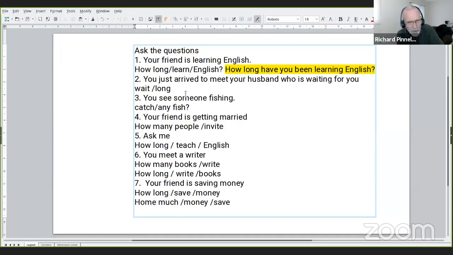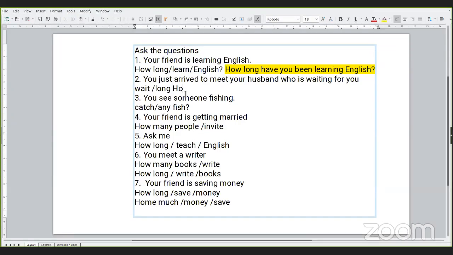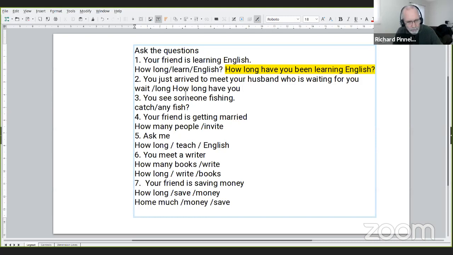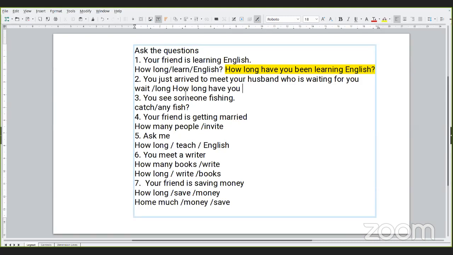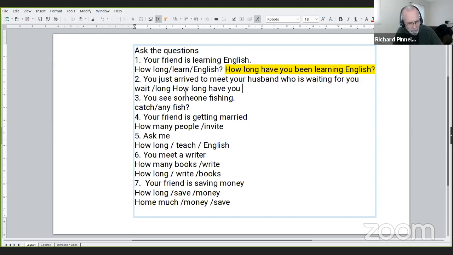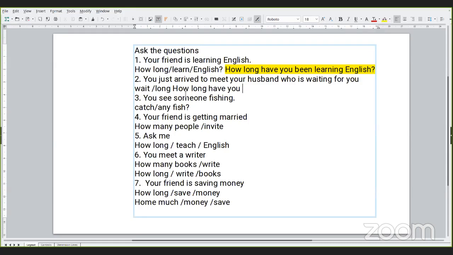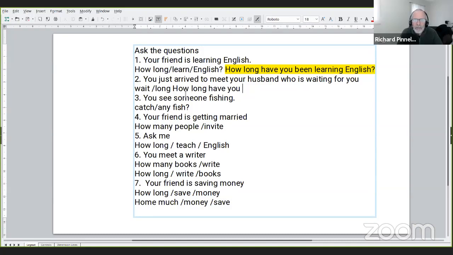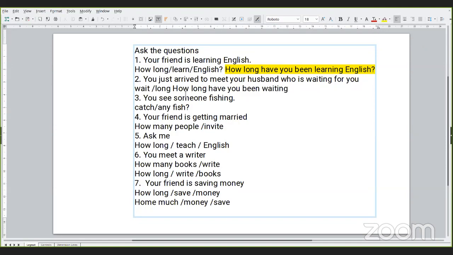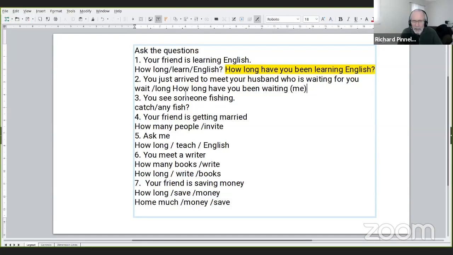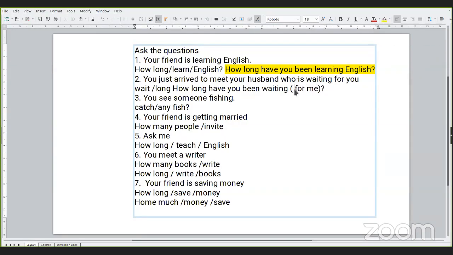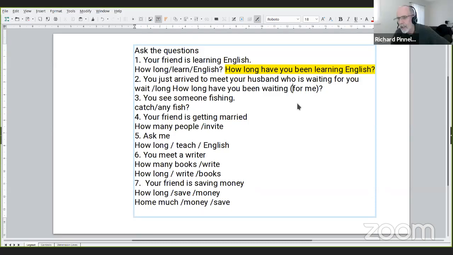Any ideas? Has anyone got the answer? How long had you been waiting? How long have you been waiting? Yes, very good. That is correct. You could say "for me" too, but that's entirely optional. You don't really need to say that. If you add the me, you'd have to say, how long have you been waiting for me? But it's not necessary. Just say, how long have you been waiting?